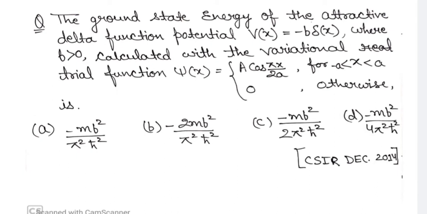Guys, our next question is from the CSIR NET December 2014 exam. In this question, if you read it again, you will see that they have asked about the ground state energy, and they have provided the potential energy expression as well as the wave function. What they are asking us to find is the ground state energy of the attractive delta function potential, where B is greater than 0, calculated with the variational trial function psi(x). So we need to find the ground state energy.